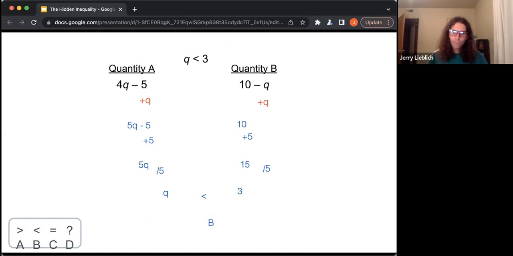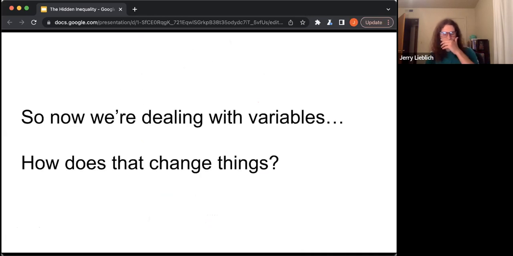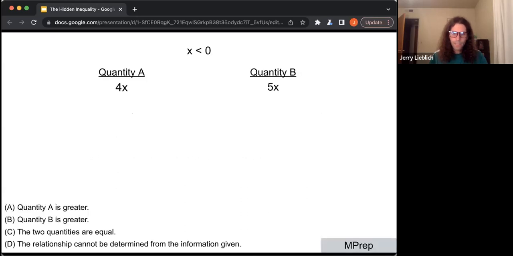Now, at this point, we've started using variables. The question I have is, how does that change things? So here's an example problem that's going to hopefully reveal something about how we work with variables when we're doing this hidden inequality trick. Take a stab at this and send me your answer.